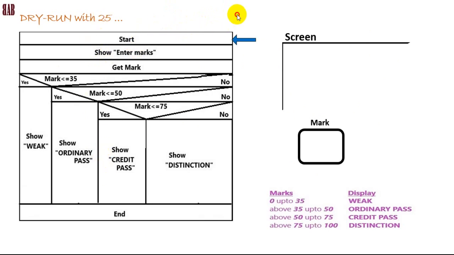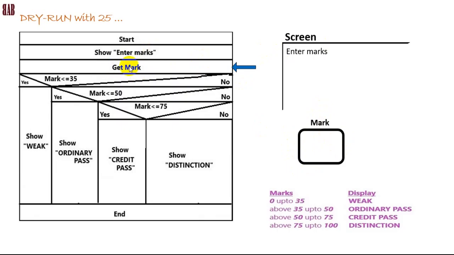So you start, then you go here, this says show enter marks. When you say show, it will display that on the screen, right? Whatever is within the double quotes gets displayed. So the word enter marks comes here. Then you go to the next line, and here it's waiting, and this is the variable we are using called mark. This is the variable we have written down here.